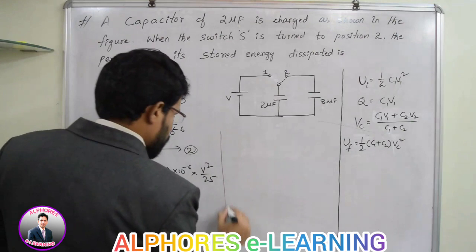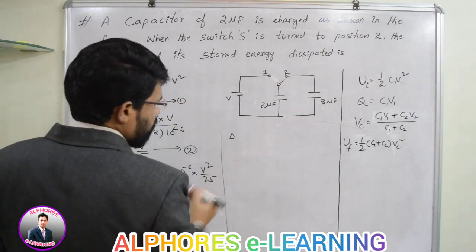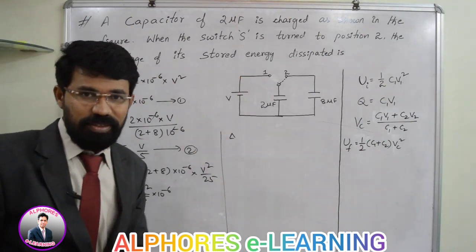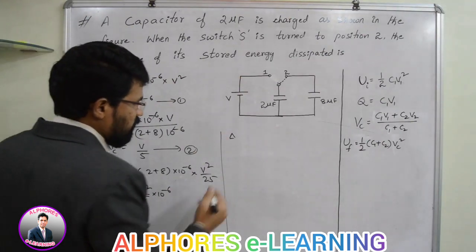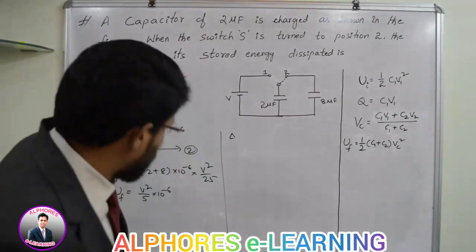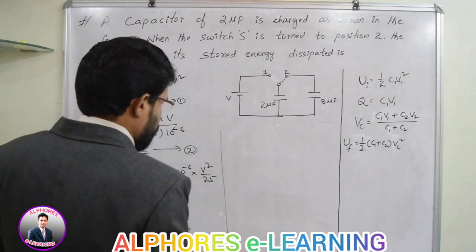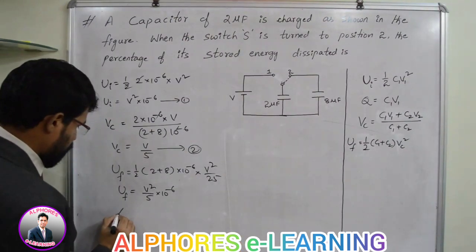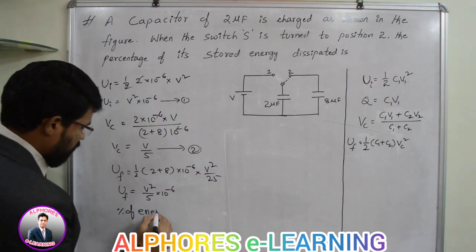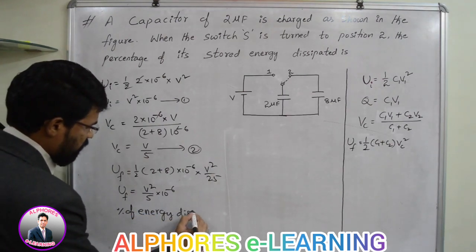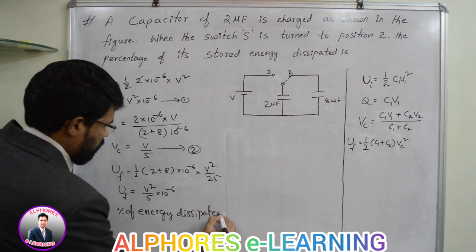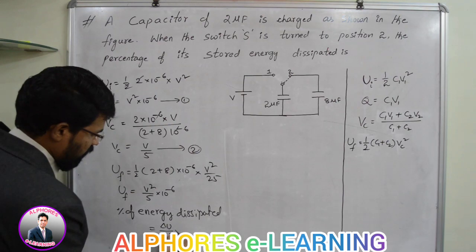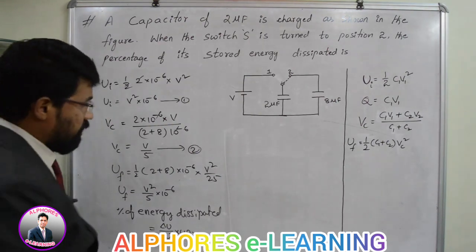Now, what is delta U? What are you trying to find out here? The percentage of stored energy dissipated. How much percentage of energy is dissipated? That's what you wanted to find out, right? So I will write it like this. Percentage of energy dissipated is equal to change in energy by initial energy into 100, isn't it?